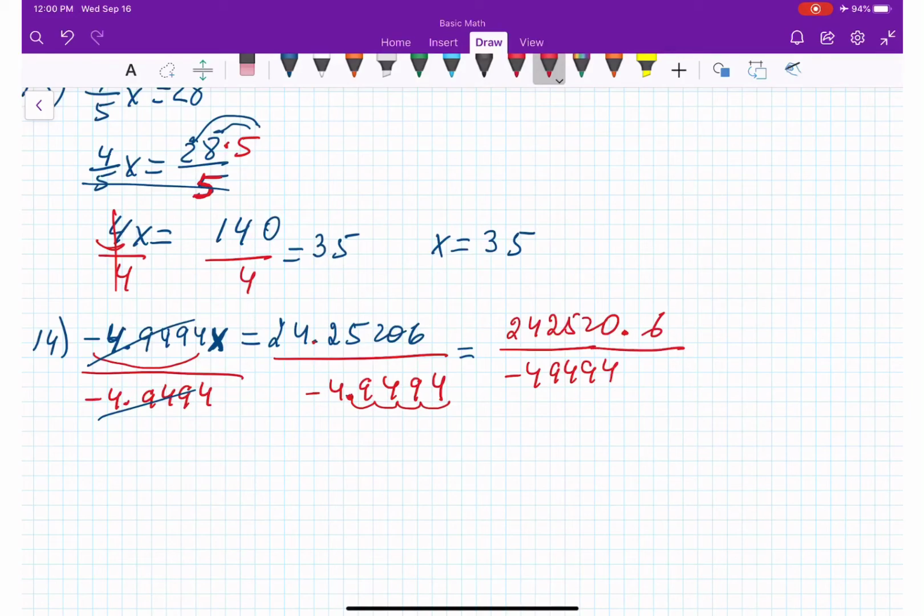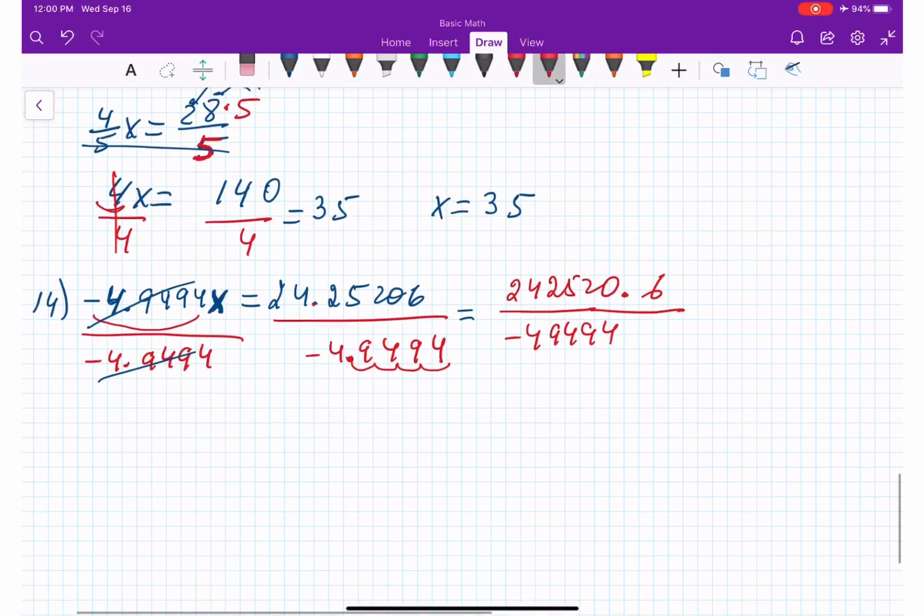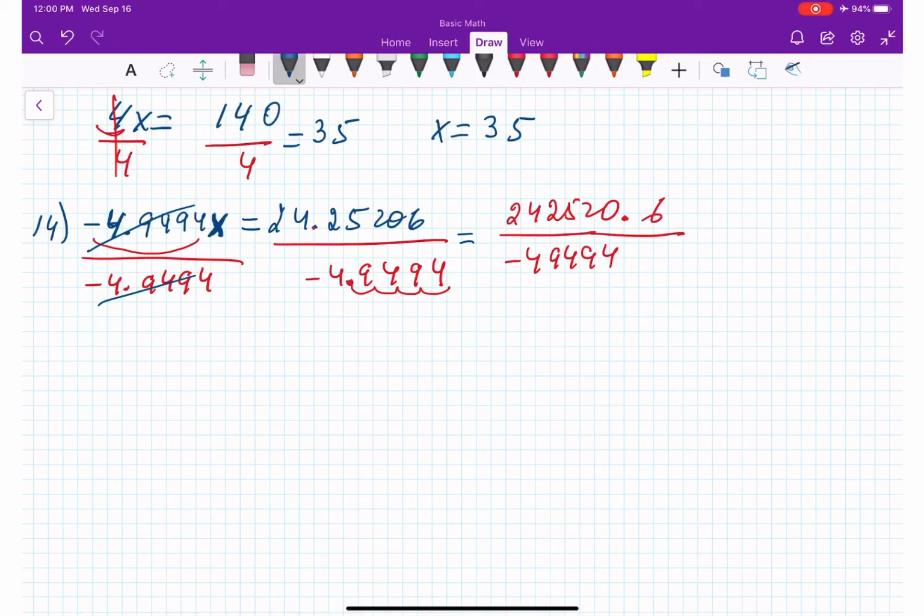All right, so in the numerator I can have decimal notation. In the denominator I cannot. Otherwise the division will be wrong. So let's divide. Wish me good luck. So many digits.